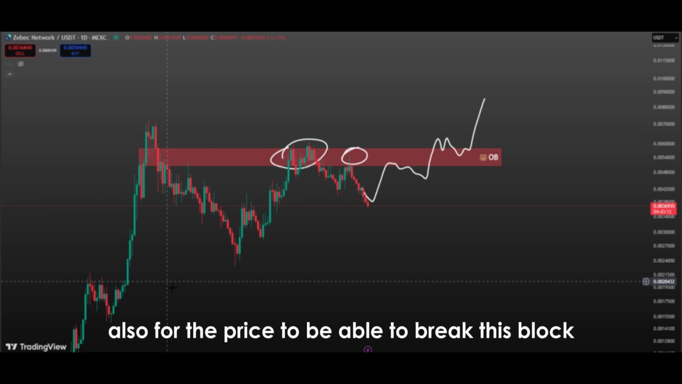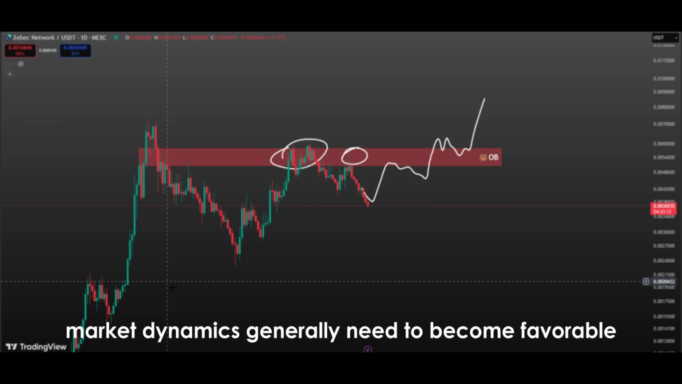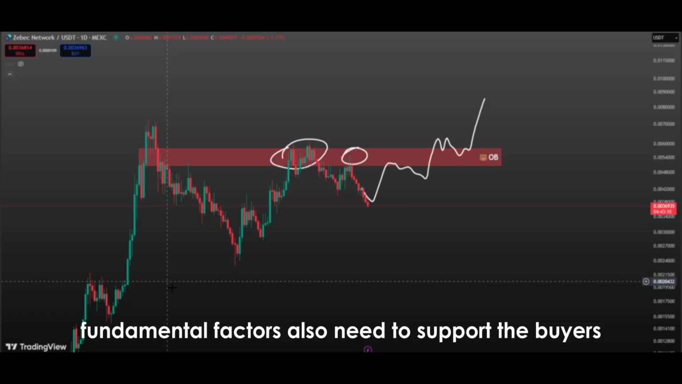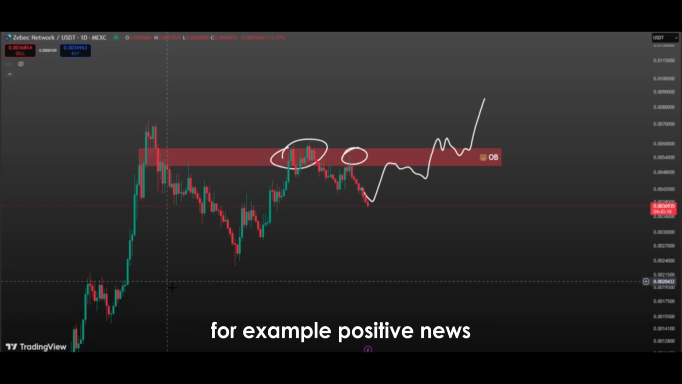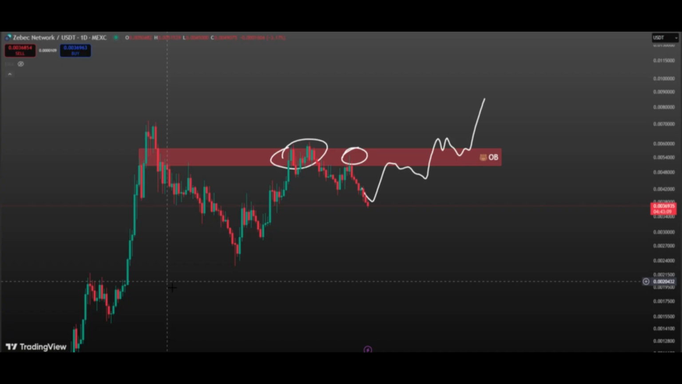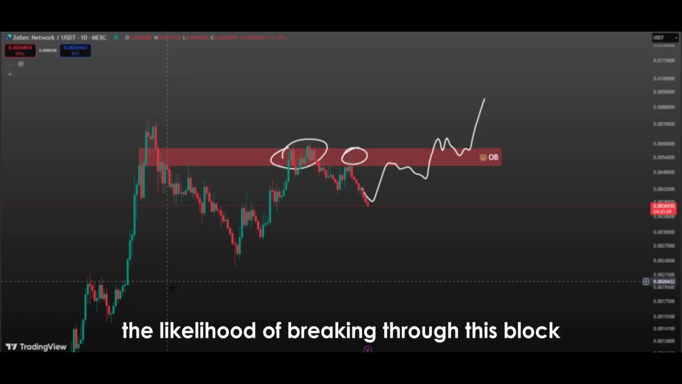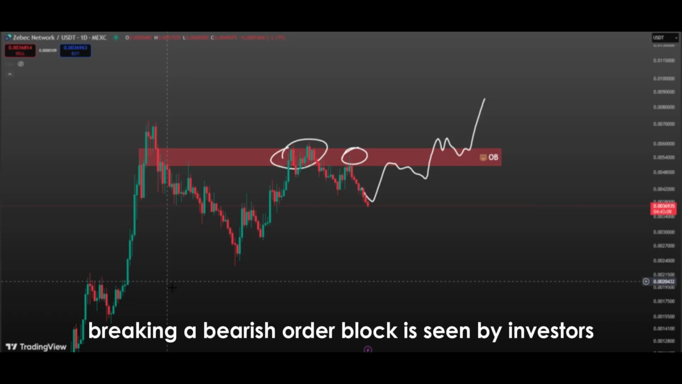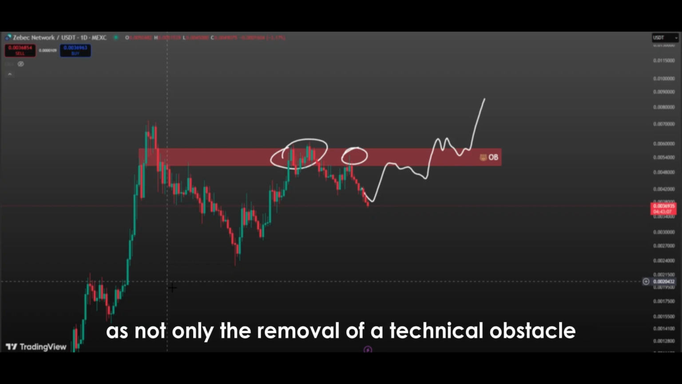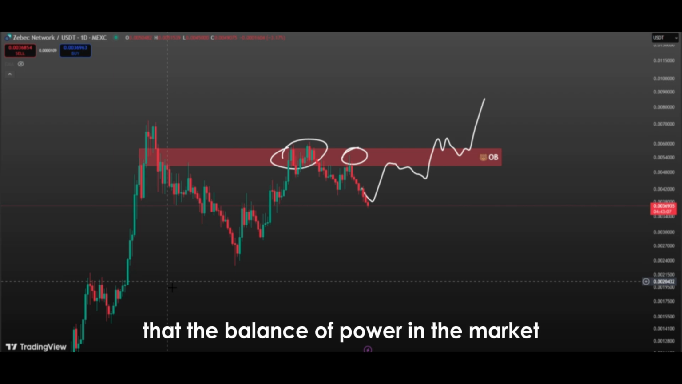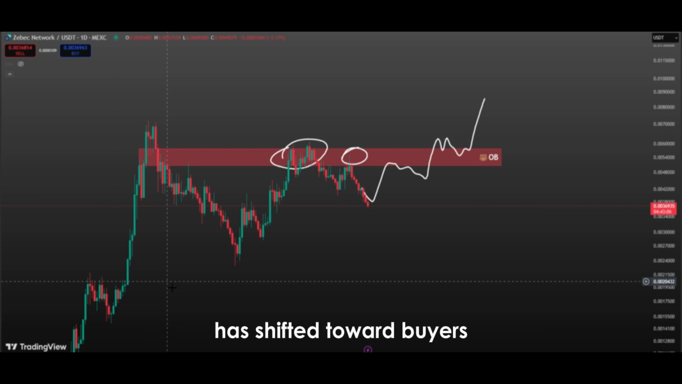Also, for the price to be able to break this block, market dynamics generally need to become favorable. In other words, it's not just about technicals. Fundamental factors also need to support the buyers. For example, positive news, increasing demand, or overall bullish market sentiment can increase the likelihood of breaking through this block. In such a scenario, breaking a bearish order block is seen by investors as not only the removal of a technical obstacle, but also as a strong confirmation that the balance of power in the market has shifted toward buyers.